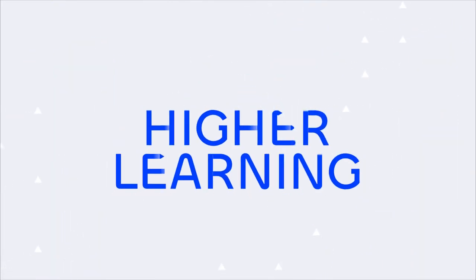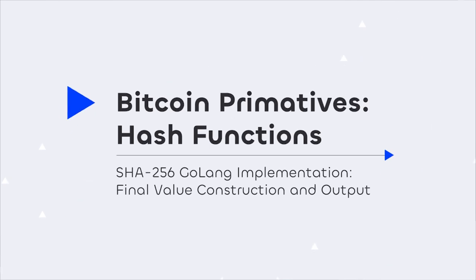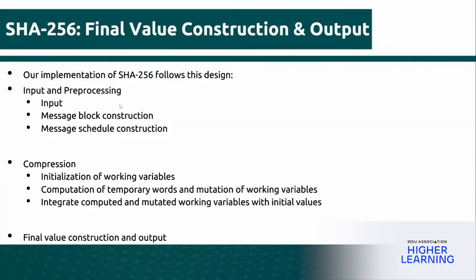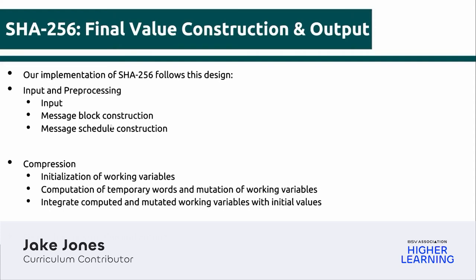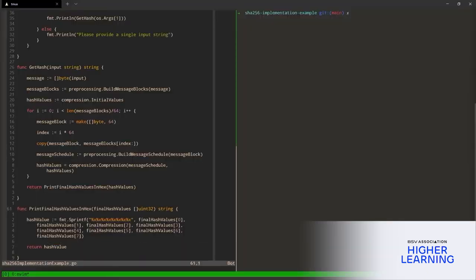This is the last video in the SHA 256 GoLang implementation, and it is covering final value construction and output. So just a quick review: we did input and pre-processing in the first video of this series, then we did compression, and now we're doing final value construction and output. We're going to be back into our main file here.